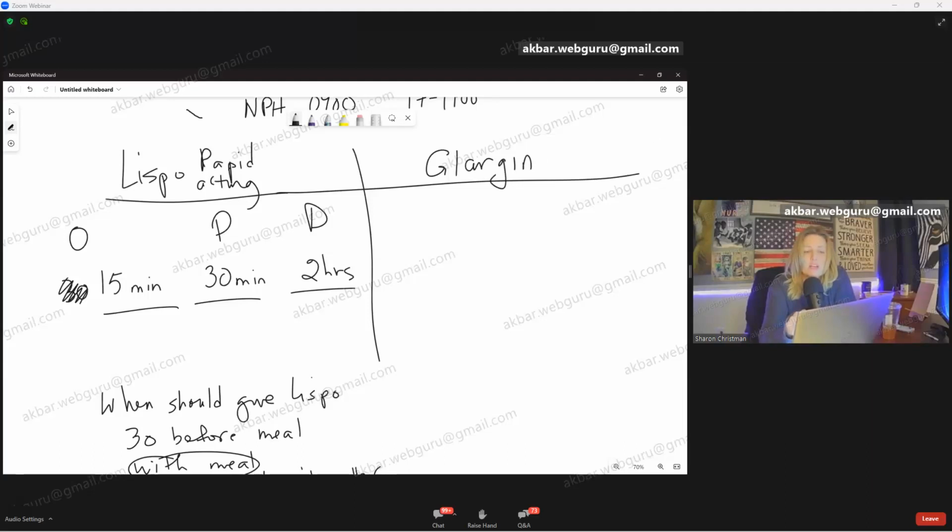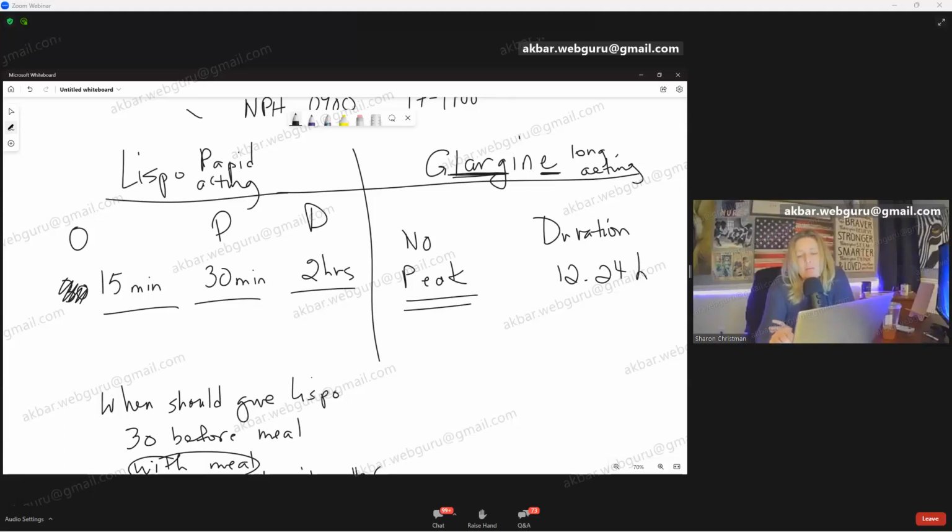All right, glargine. And I don't know if you can tell in your book, but they've actually underlined the large. Large, so remember it's long acting, long acting. And the interesting thing about this is there is no peak. It doesn't say that there, I'm telling you, it has no peak. And the duration is 12 to 24 hours.